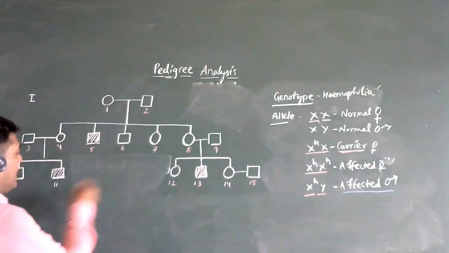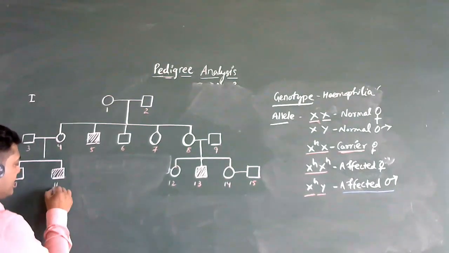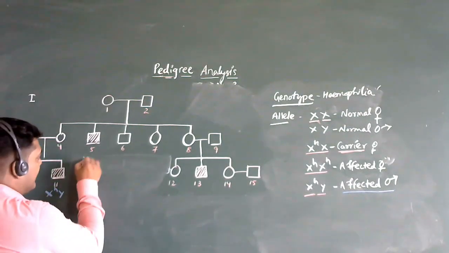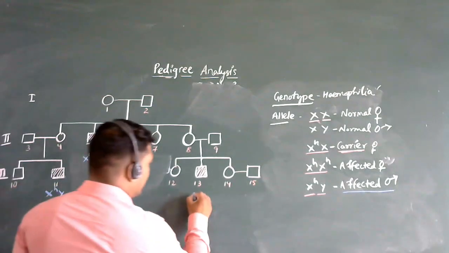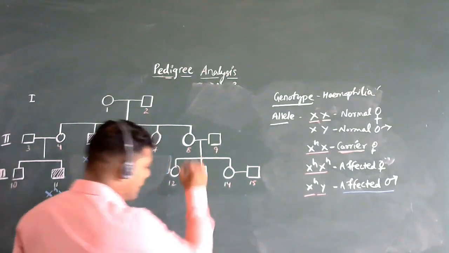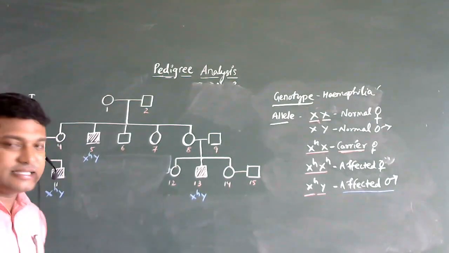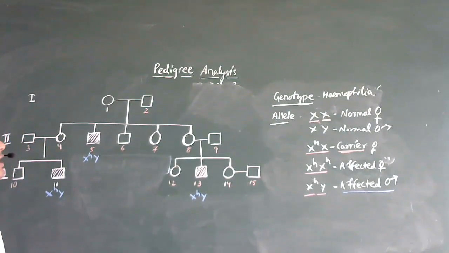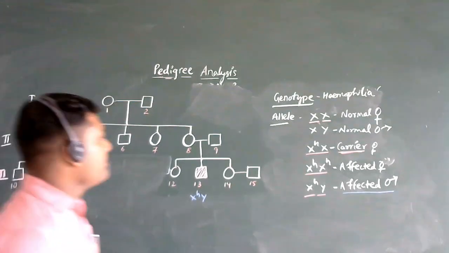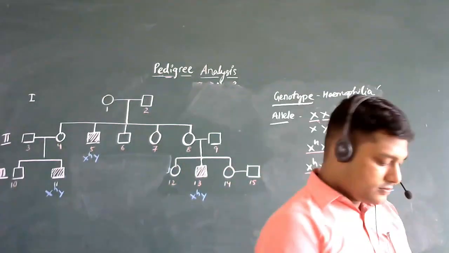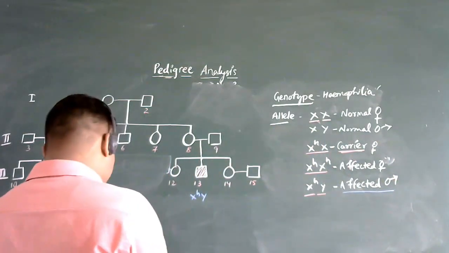So here I'm going to write XHY, XHY, and XHY. Problem solved. For the three affected males I have written XHY. Now I have to find out the remaining. The remaining males are going to be normal, right? Agree or not? The remaining males are going to be normal.